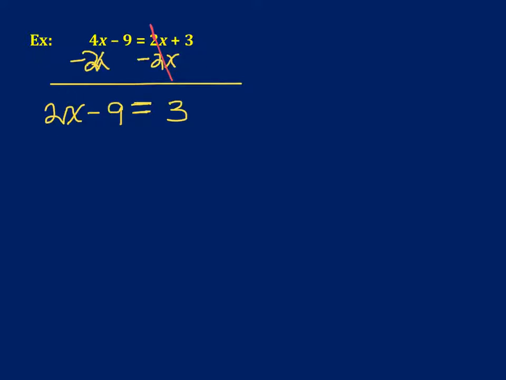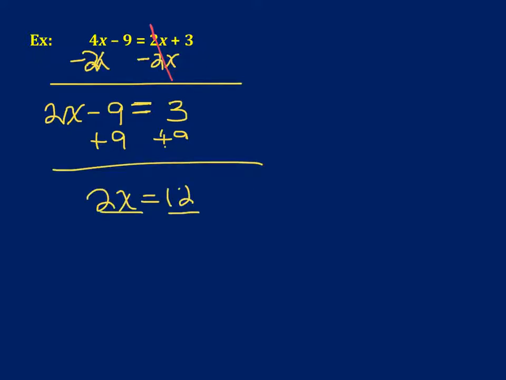Now I'm ready to isolate x. So to do that, I would add 9. 2x equals 12. And then divide by 2. X equals 6.